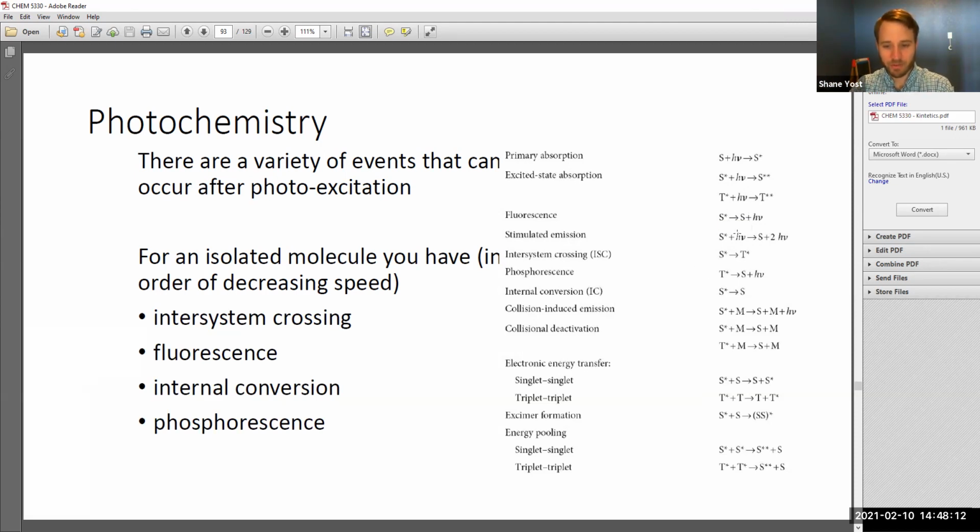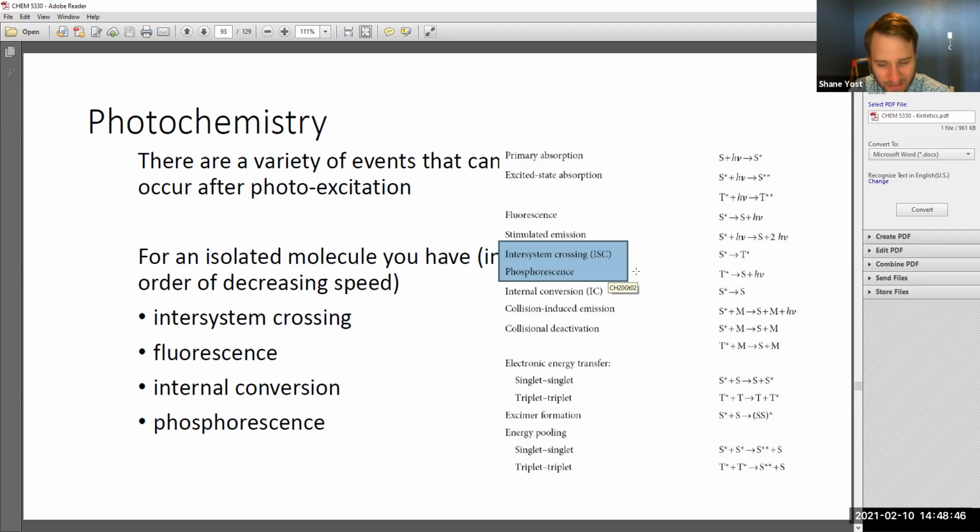You have to have extra things occurring to undergo intersystem crossing or phosphorescence. These things require other interactions with your molecule, like spin orbit coupling, which I don't really want to get into. But if you have transition metals and things like that, then phosphorescence and intersystem crossing can happen very rapidly. If it's pure organics, it can take a very long time for those events to occur.